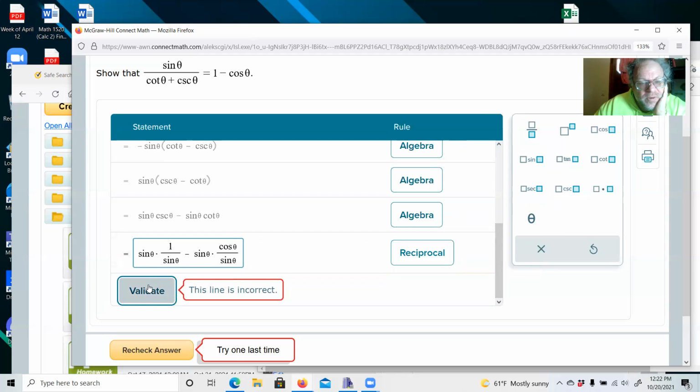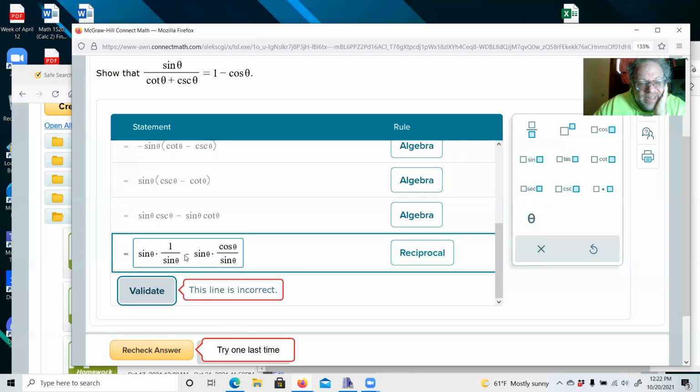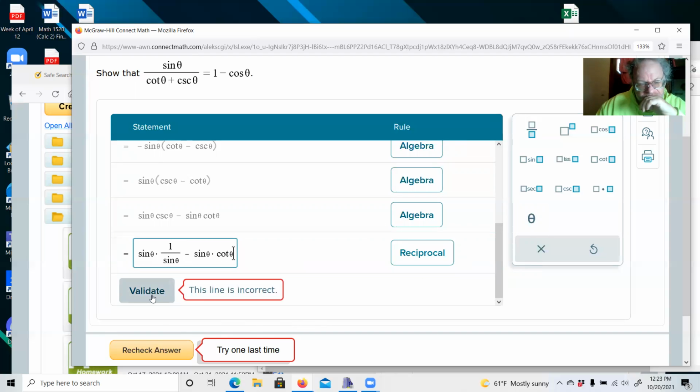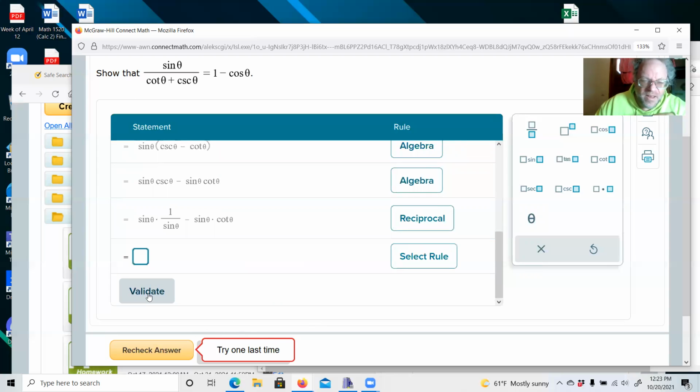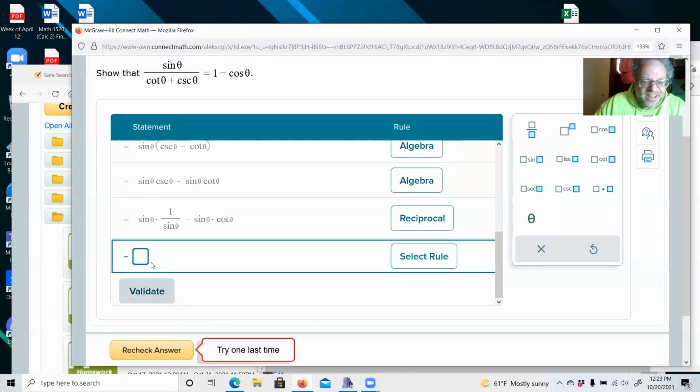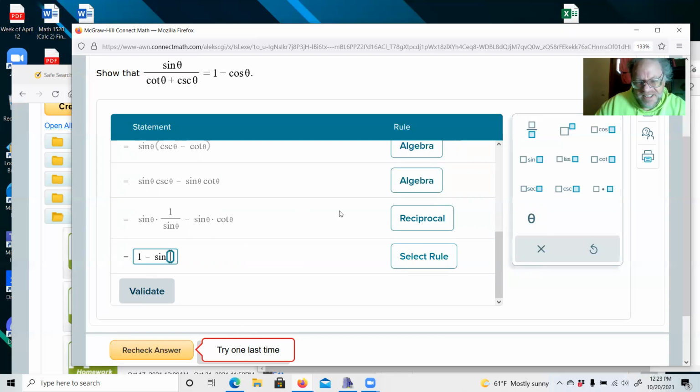I'm still going to say reciprocal. Nope, didn't like that. Maybe they didn't want me doing all of it here. Maybe I could just do cotangent theta. Okay, wow. 1, okay, minus sine theta. Okay, cotangent theta. Oh my goodness.